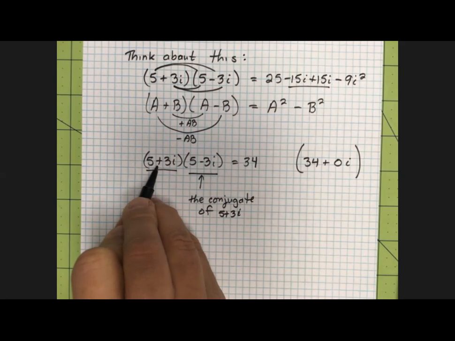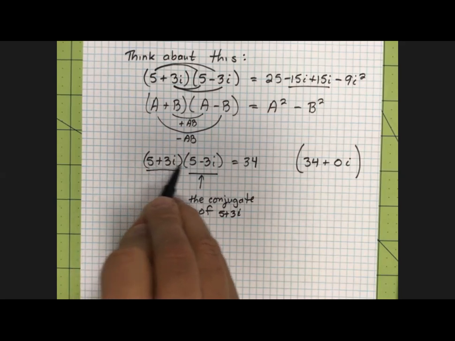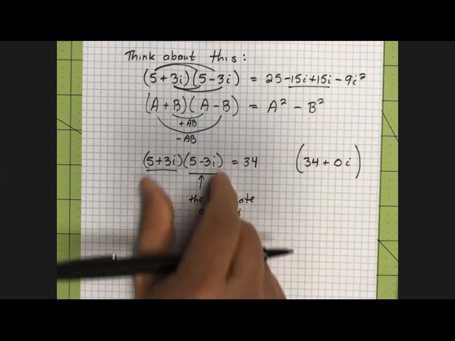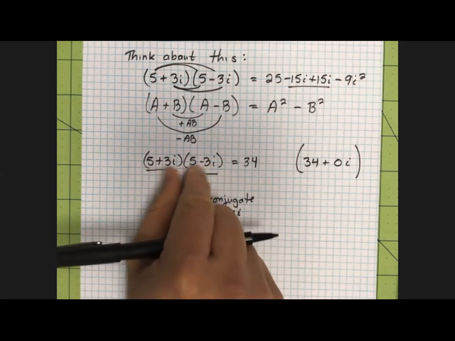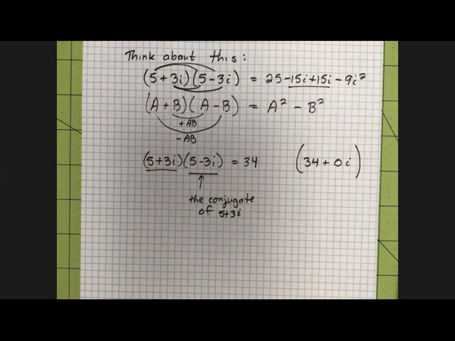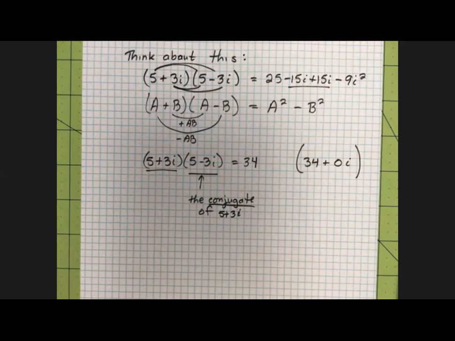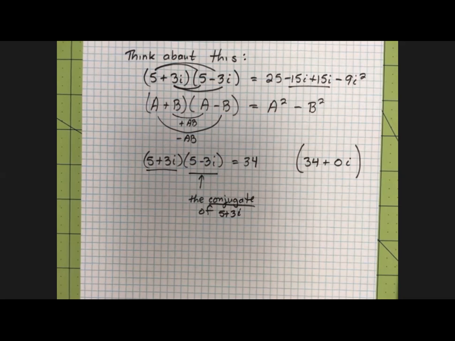This number, change the sign of the imaginary part. This number is the conjugate of 5 minus 3i. These two numbers are called conjugates of each other. And go back and look at the original Latin root of that word, conjugate, and this means they belong together. They're linked. They're intimately linked.